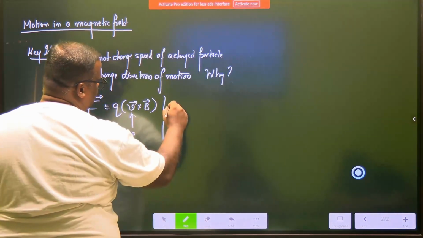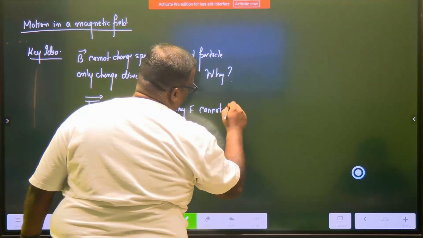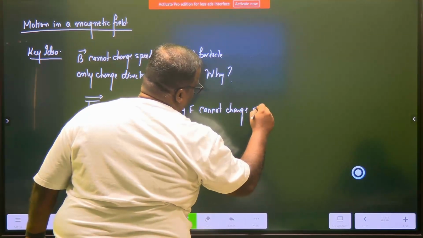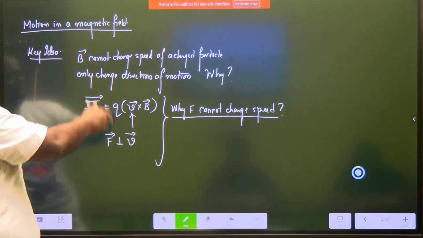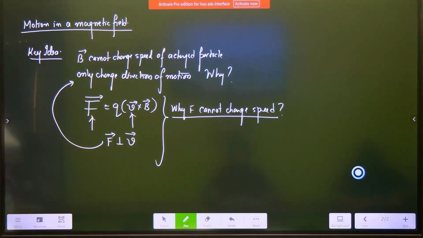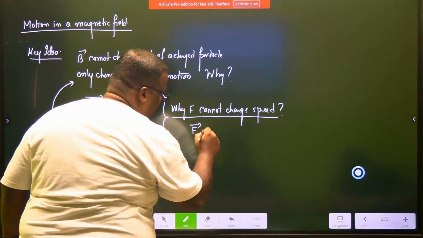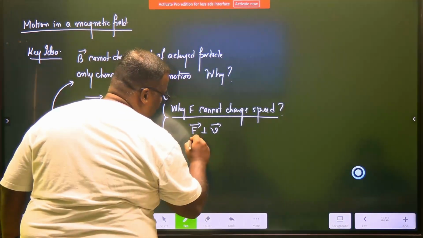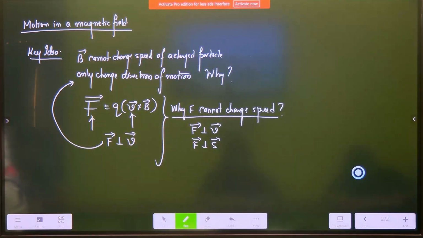Our next question is why F cannot change speed. Why F cannot change speed? This is our next question. F being perpendicular, due to this reason, it can only change the direction of motion. Write the next question. Why F cannot change speed? Now, can I write that F being perpendicular to V, F is also perpendicular to the displacement vector? Clear? Easy, simple language we will go.